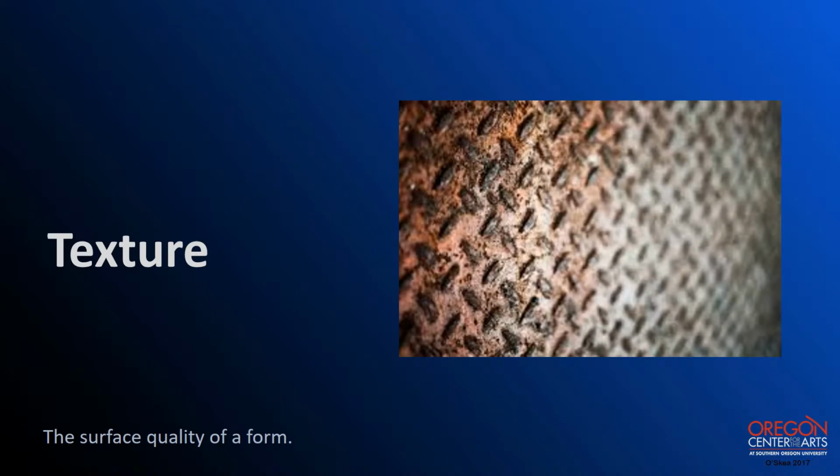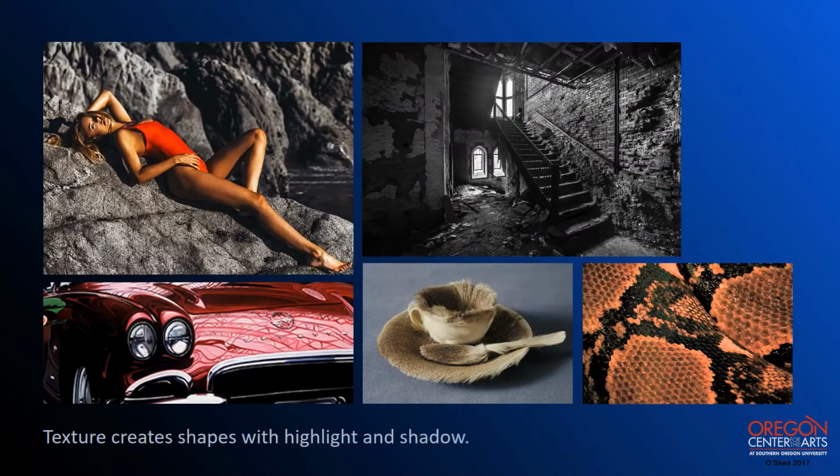All right, texture is kind of an interesting one. Texture is the surface quality of a form, right? So we can think about texture if you're texturing something in 3D modeling. You know, we're sort of saying, well, what is the surface shade, texture, the surface look of this object that I've created? I've modeled this thing that I want to look like rusty metal. So I'm going to apply a texture to that that looks like rusty metal. But texture is really important even in other kinds of images, even in a pencil drawing, right? Texture creates shape with highlight and shadow. So the way that light reflects or doesn't off the surface is what we really are talking about with texture.